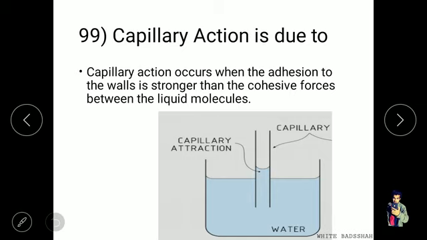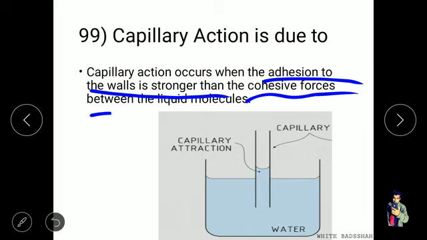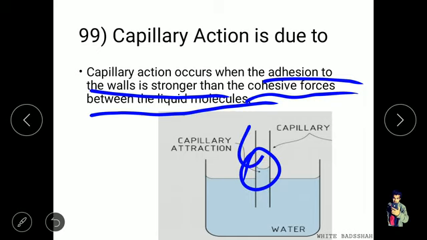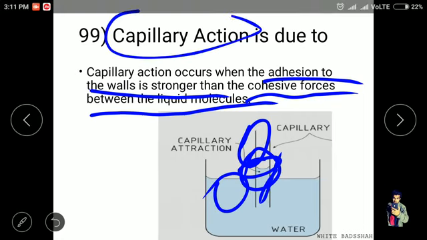Now, capillary action occurs when the adhesion to the walls is stronger than the cohesive forces between the liquid molecules. When the adhesive forces, the attractive forces between different molecules, like the surface of a glass capillary tube and the water, are greater than the cohesion or attraction between the same water particles, then capillary action occurs.